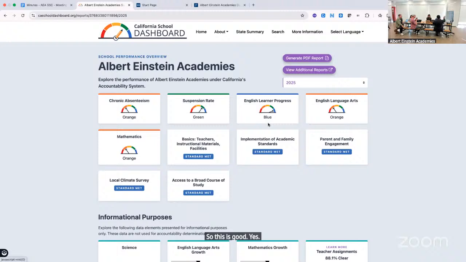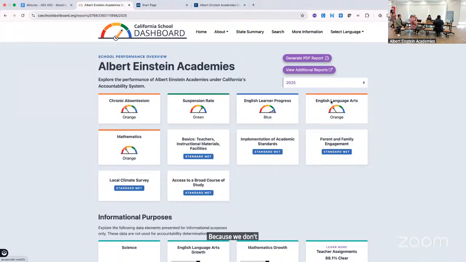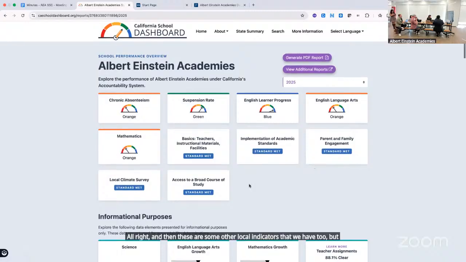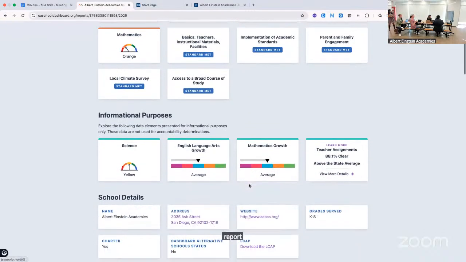And we can dive deeper into that. Now, some areas of improvement: English language arts, this is overall for the entire student body, all 1,400 students from grades 3 to 8, because we don't test K through 2. And then mathematics is orange. And then these are some other local indicators that we have too, but this is the standard areas that we report on.